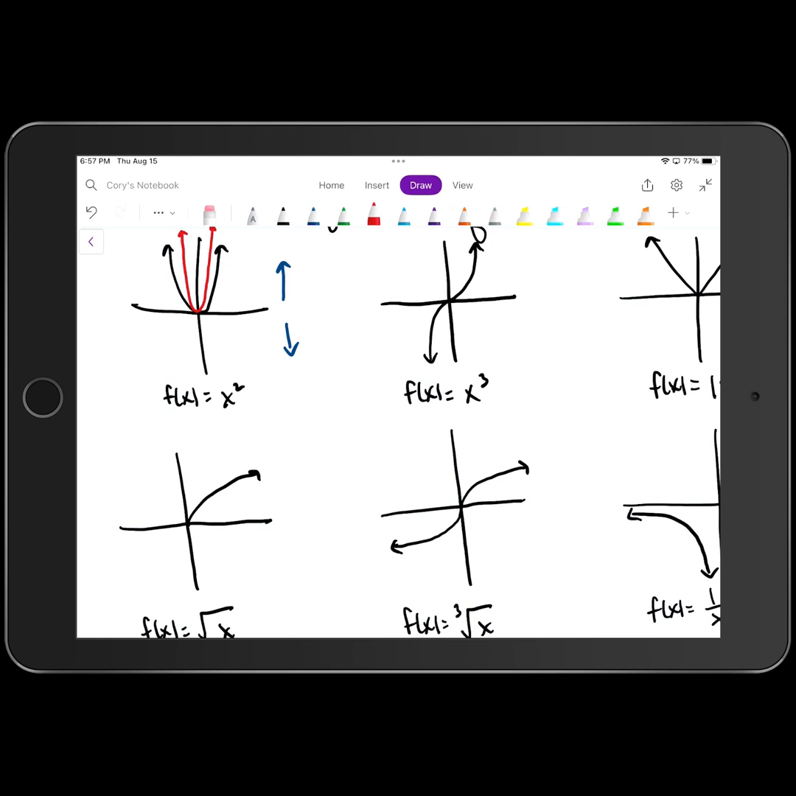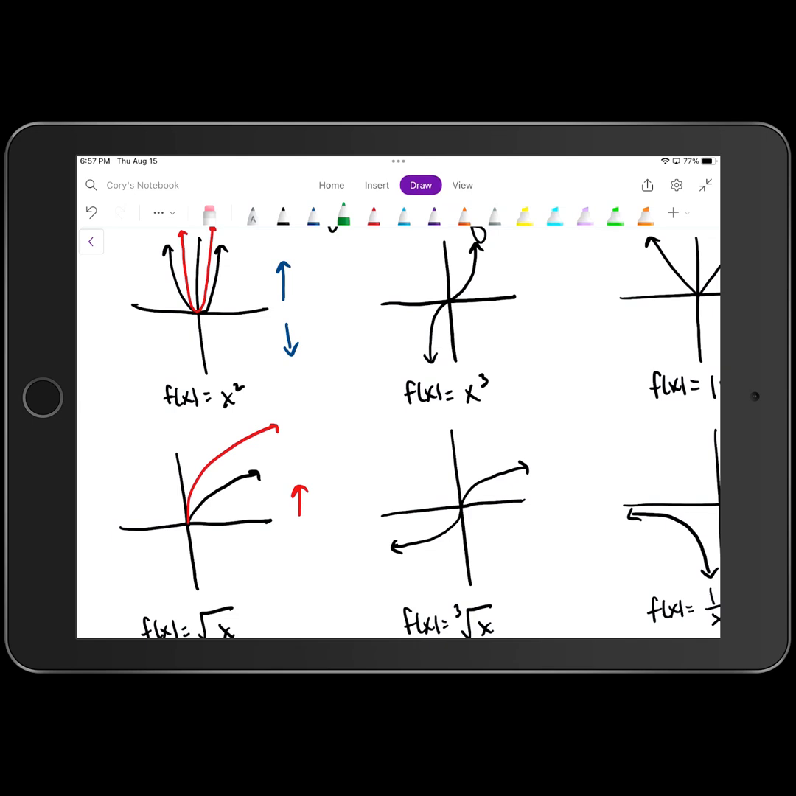If we vertically stretch the graph of rad x, again, that's going to pull that graph vertically. It's going to make that graph open up bigger or open up wider. So it's the same vertical stretch for both of those functions, but how it affects the graph of both of those functions is a little bit different.